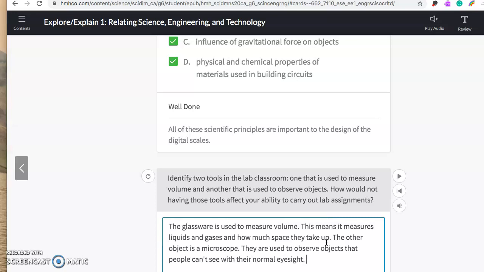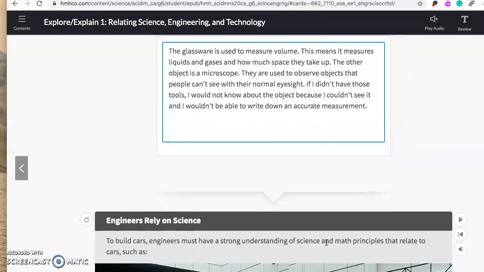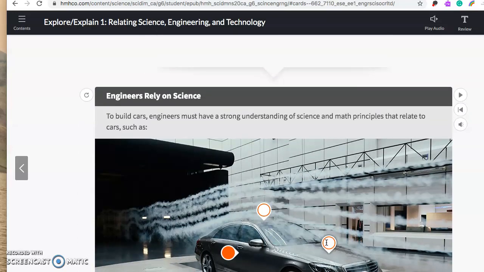How would not having those tools affect your ability to carry out a lab assignment? Okay, if I didn't have those tools, I would not know about the object because I couldn't see it, and I wouldn't be able to write down an accurate measurement. Right? You need those tools in order to be accurate.